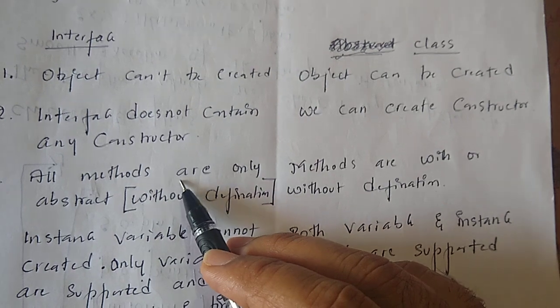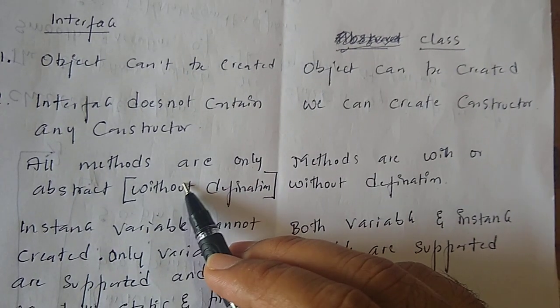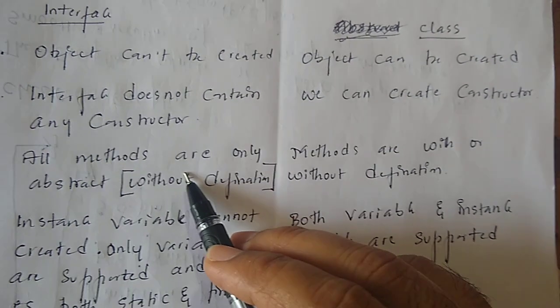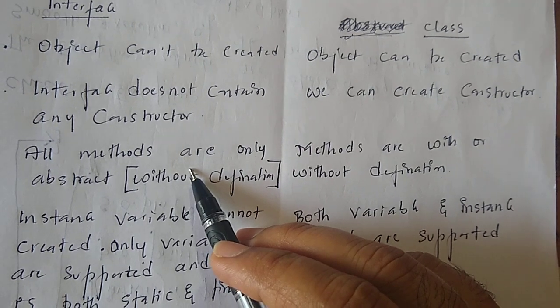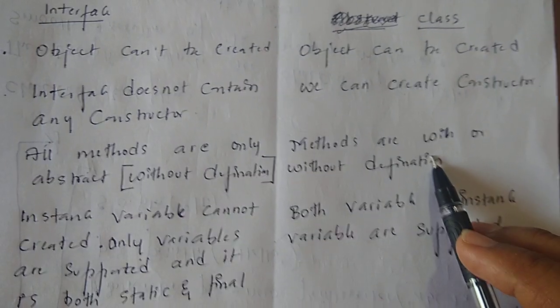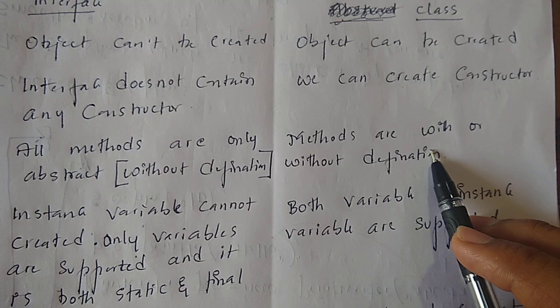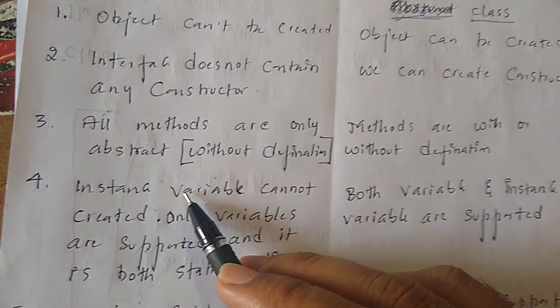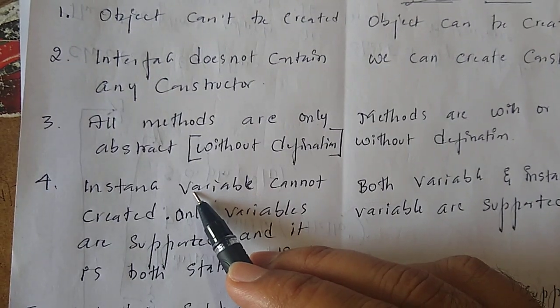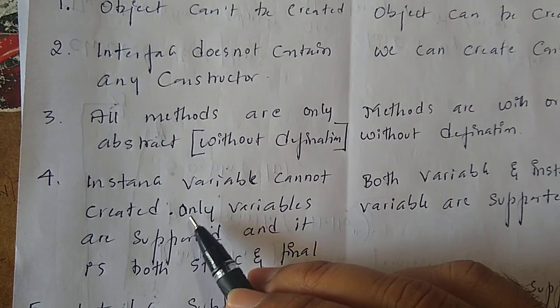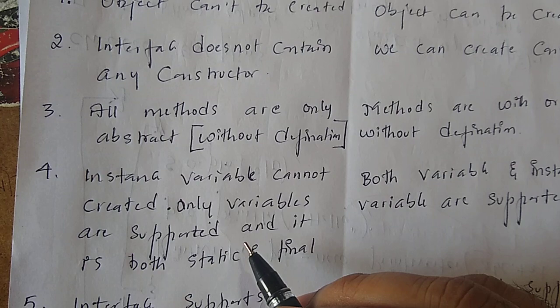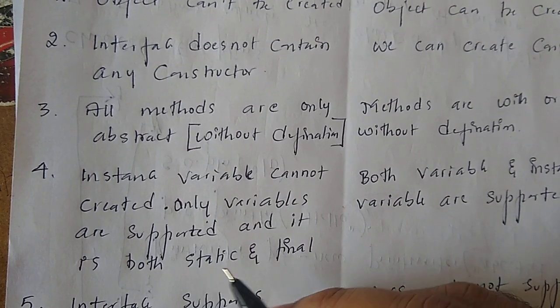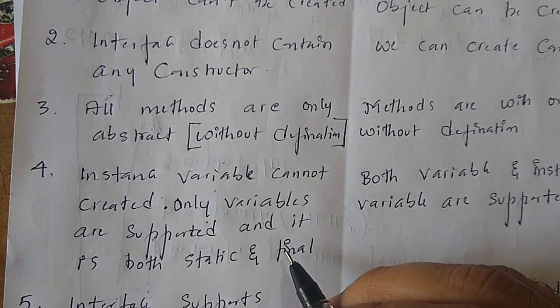So all the methods are only abstract, meaning without any definition. So within an interface, whatever methods are present, all are without any definition. But in a class, we can have methods with the definition and without any definition. That is abstract. Okay. So instance variable. What is the meaning of instance variable? Data member cannot be created. Okay. Only variables are supported, and it is both static and final.